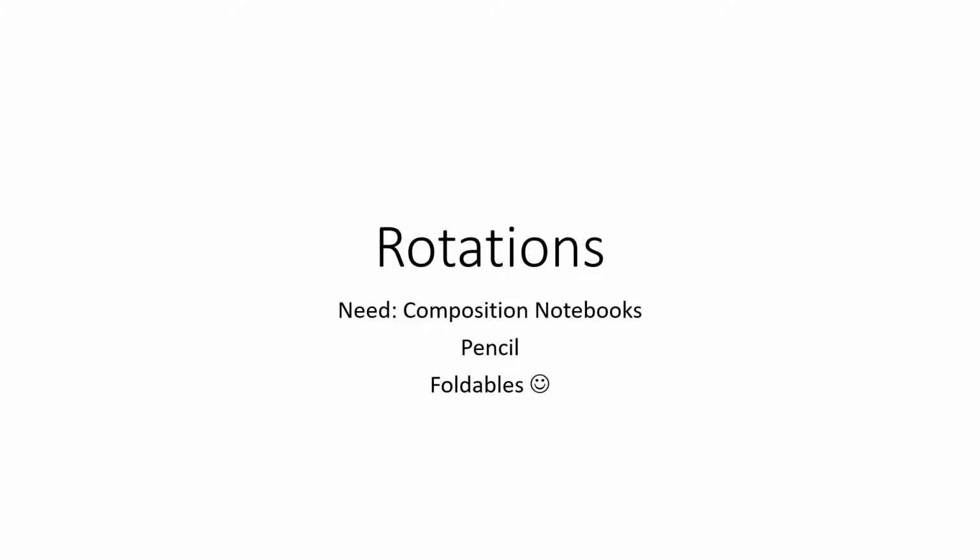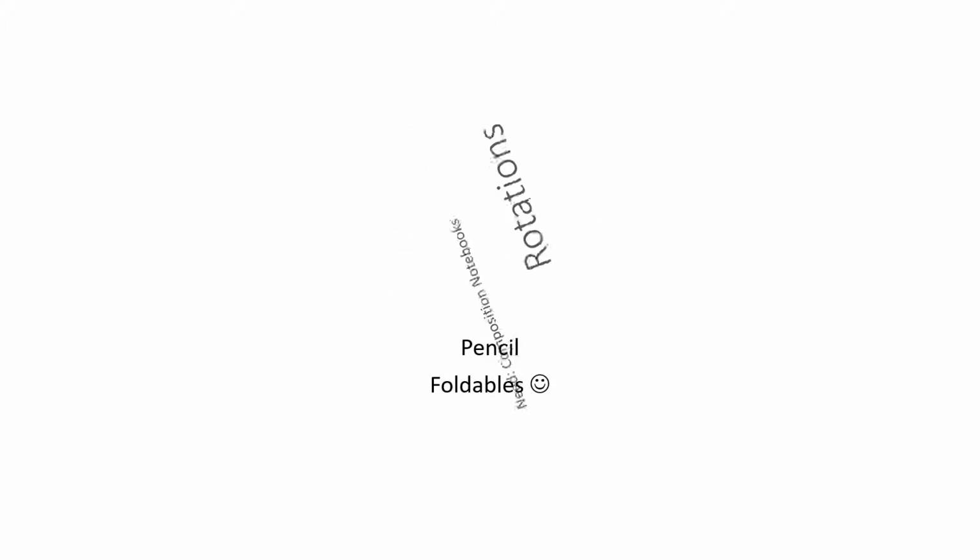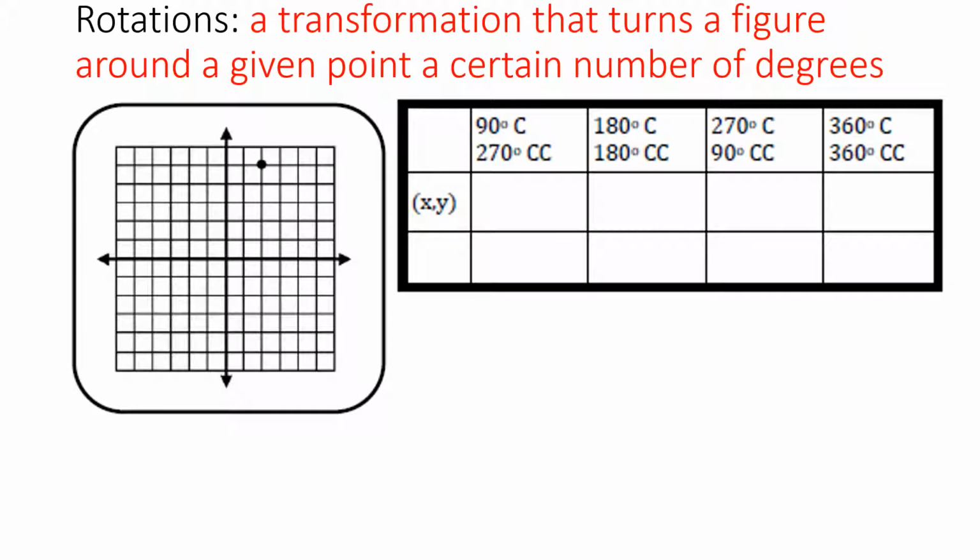Hello, ladies and gentlemen. Today we're going to be talking about rotations, or the third type of transformation. We've already learned about translations and reflections, and now we're going to work on rotations. So what you're going to need is your composition notebooks, a pen or a pencil, and of course your foldables that you should have gotten from me.